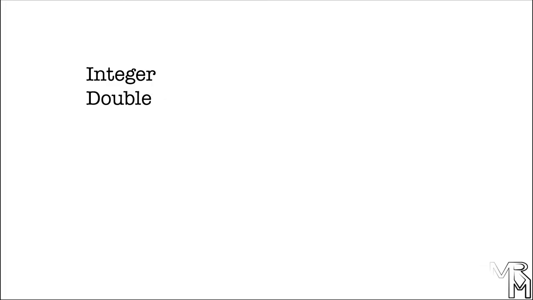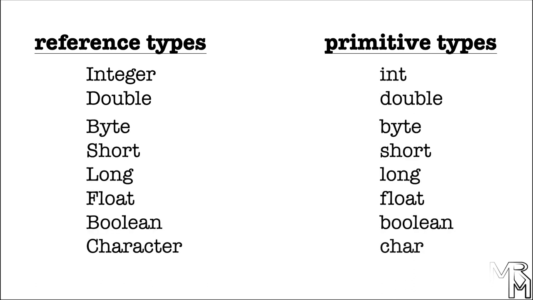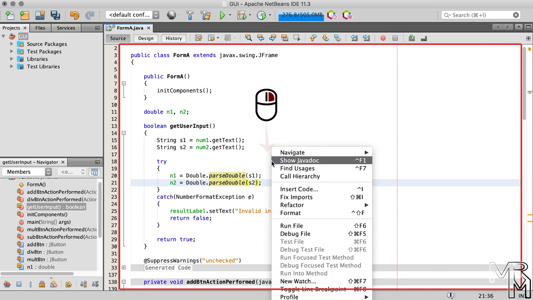As a side note, Integer and Double are classes, and they're also reference type brothers of the primitive int and double. In fact, all 8 primitive data types have reference type analogs. Now, in NetBeans, to run a file, in addition to right-clicking on it in the Projects pane, we can right-click here in the Code Editor and choose Run File.